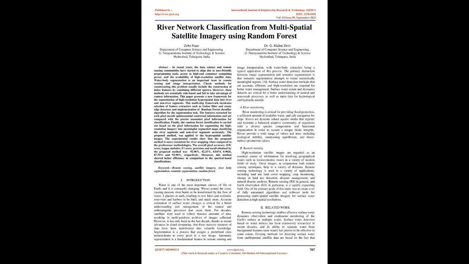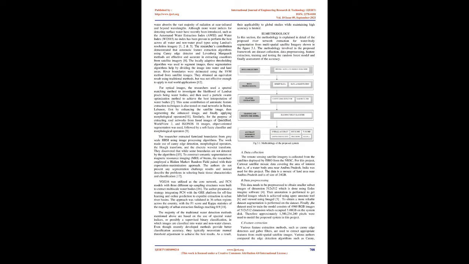Segmentation is a process that assigns a predefined class nomenclature to every pixel in a raw image. Automatic segmentation is a fundamental feature in remote sensing and image interpretation, with water body extraction being a typical application of this process. The primary distinction between image segmentation and semantic segmentation is that semantic segmentation attempts to create semantically meaningful regions. Surface water detection methods that are accurate, efficient, and high resolution are required for better water management.